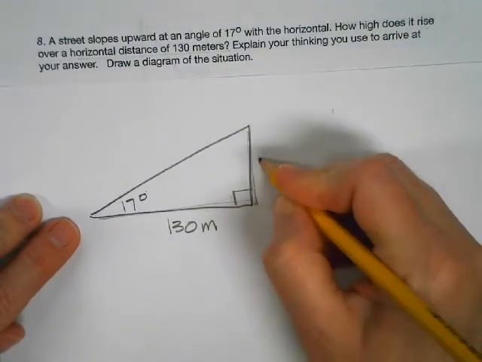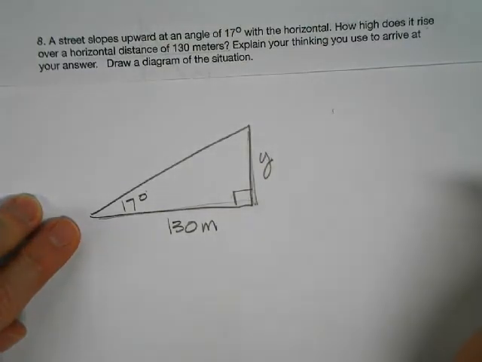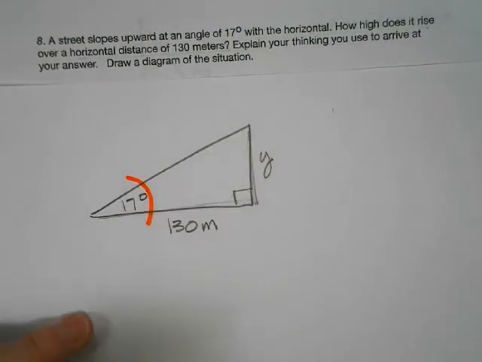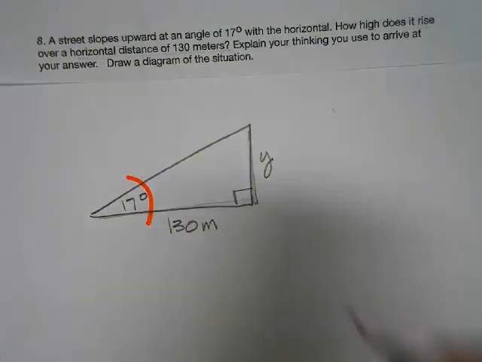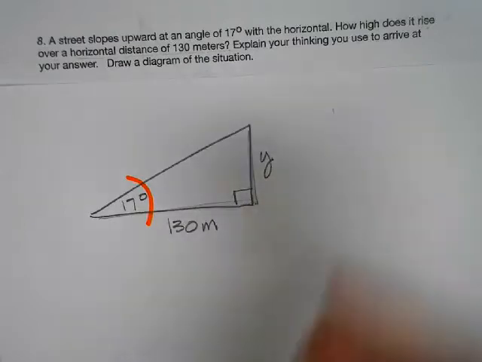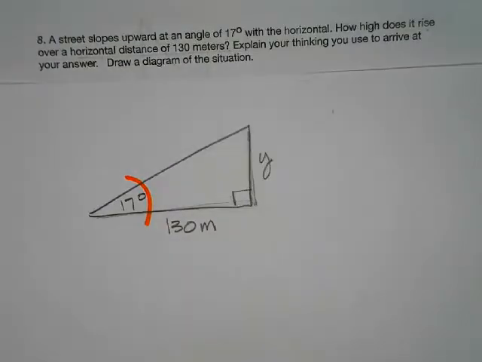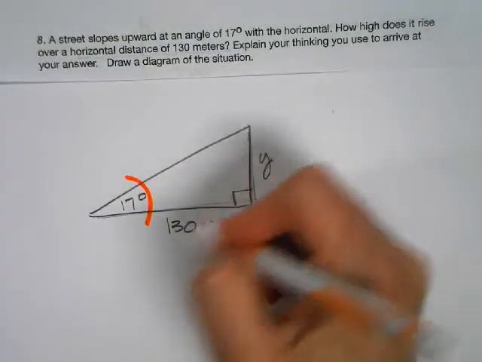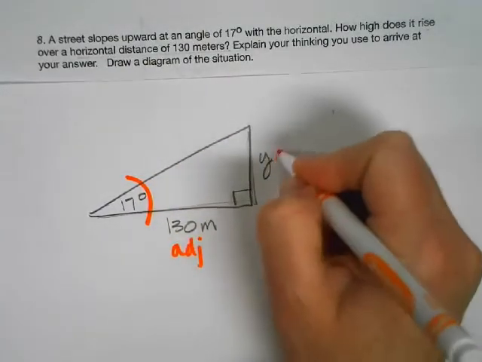How high does it rise? Let's put y. So I'm going to solve this just like we solved the last one. Put our arc on there. This is my hypotenuse. I'm not going to label it, and I'm not going to worry about it because I'm not looking for it, and I don't have it. So this would be my adjacent. This would be my opposite.